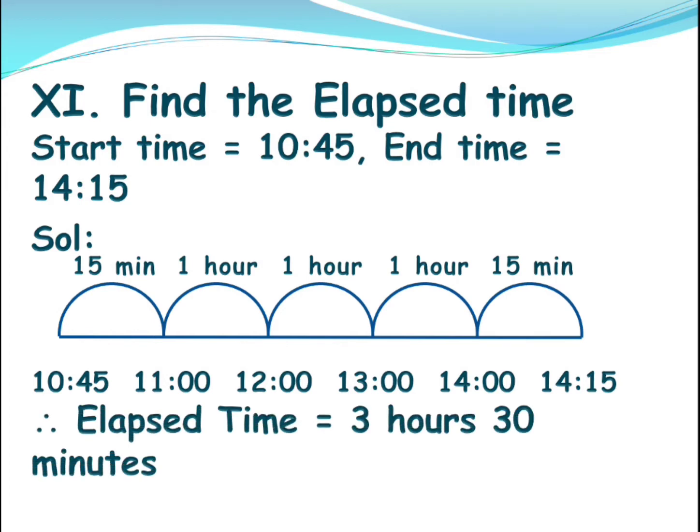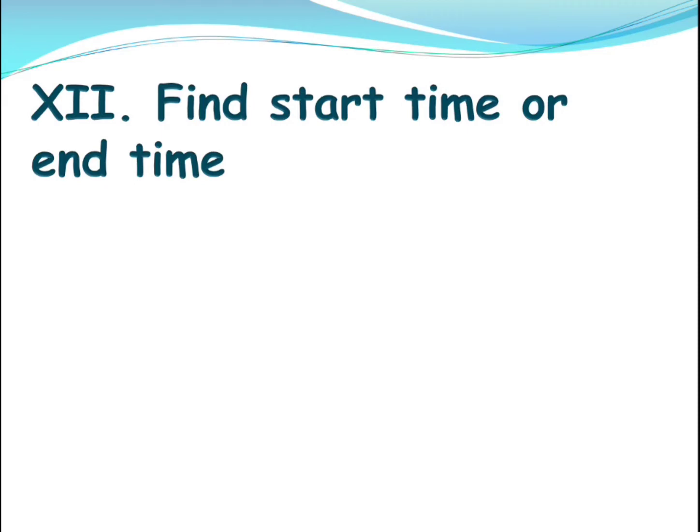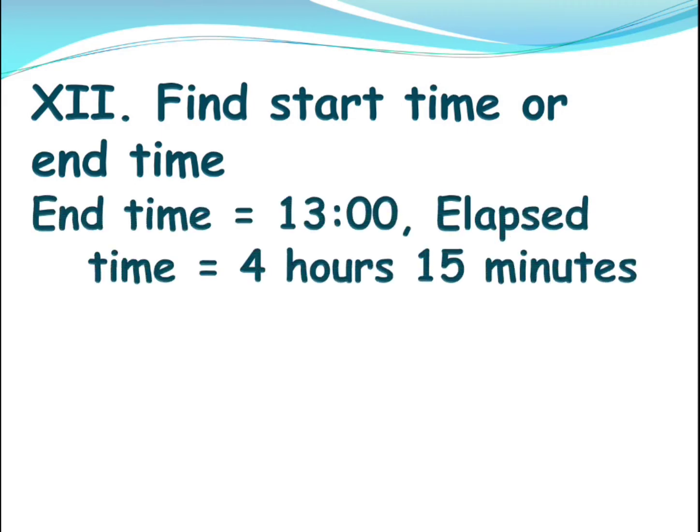Okay, children, in this way you need to find out the elapsed time when start time and end time are given. Now let's see the next bit, which is finding the start time or end time according to the given question. Okay, here they have given end time and elapsed time. That means you have to find the start time. So whenever you are finding the start time, you have to go backward. You have to read the clock backwards, time backwards, so that you can find the start time. Okay, so let's start.